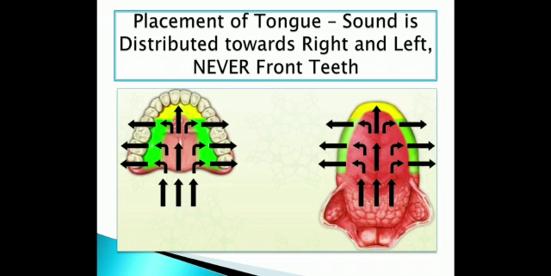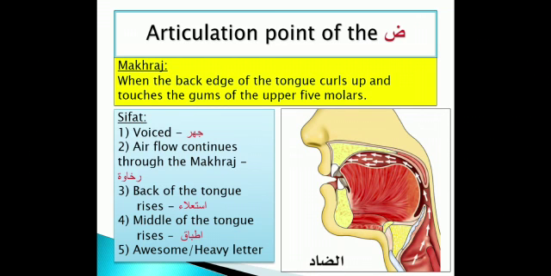It will curl up and touch the molars, the upper molars, either on the right hand side or the left hand side, or maybe both sides for some people. And these are the sifat of the letter Dad. The important sifat that we need to know is the sifat isti'la, which makes the letter Dad full mouth when the back of the tongue rises.